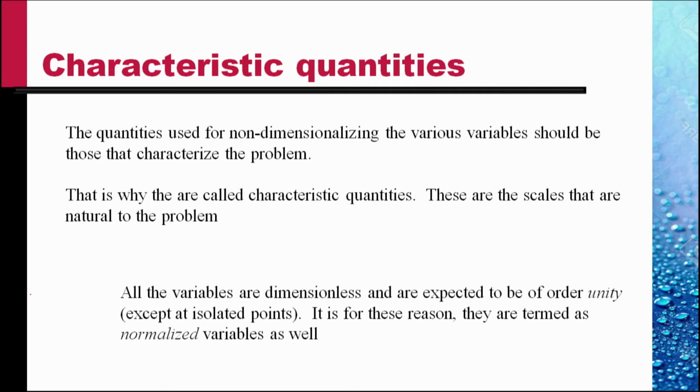All these variables, x star, z star, u star, w star, p star, now are dimensionless and are expected to be order unity, except at isolated points. They are neither too big nor too small. And it is for this reason that they are also termed as normalized variables. We will use this fact later on in this course.